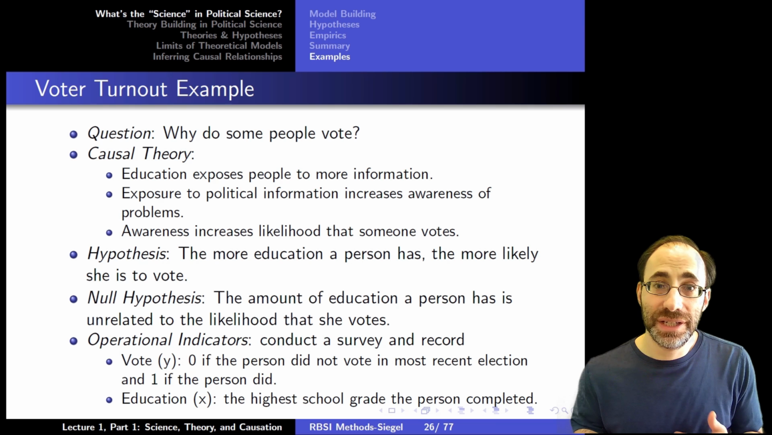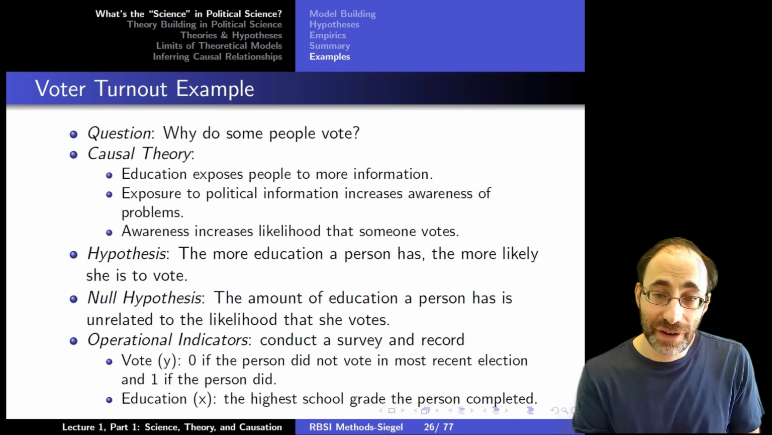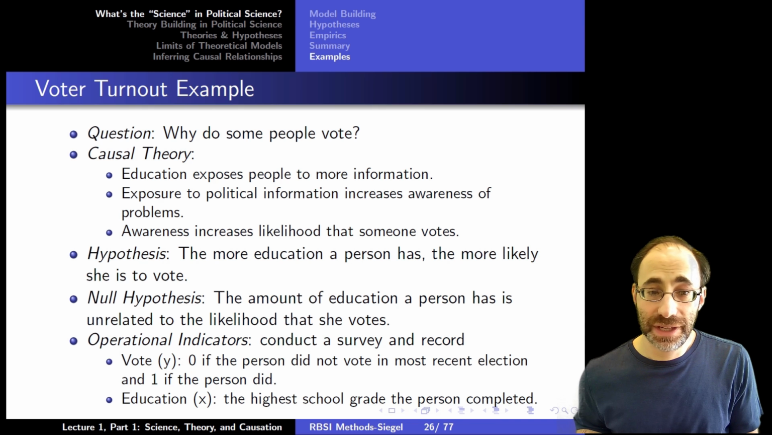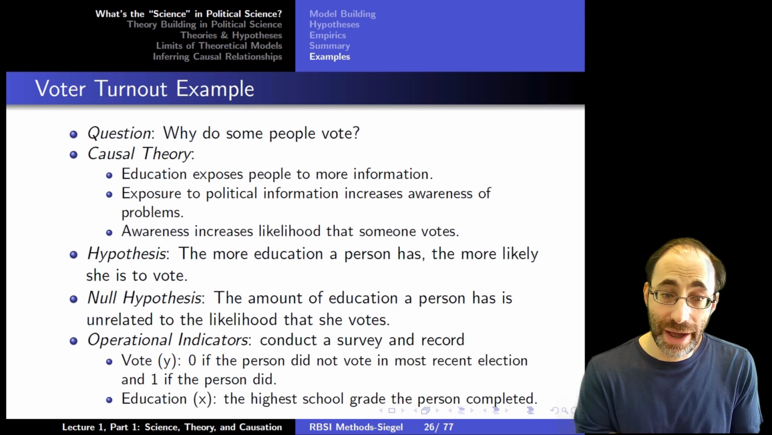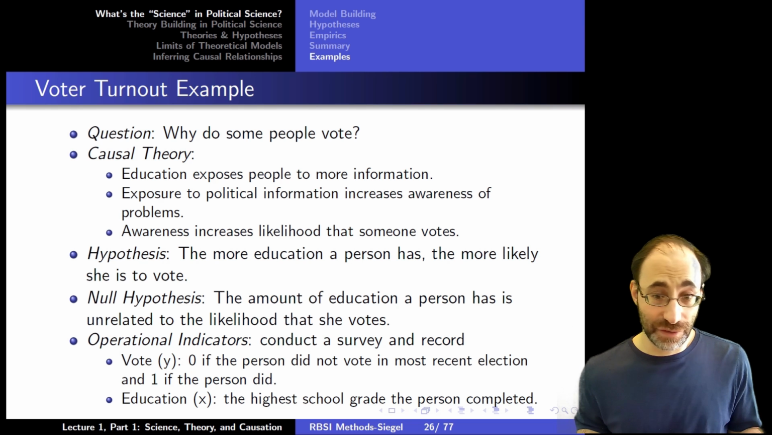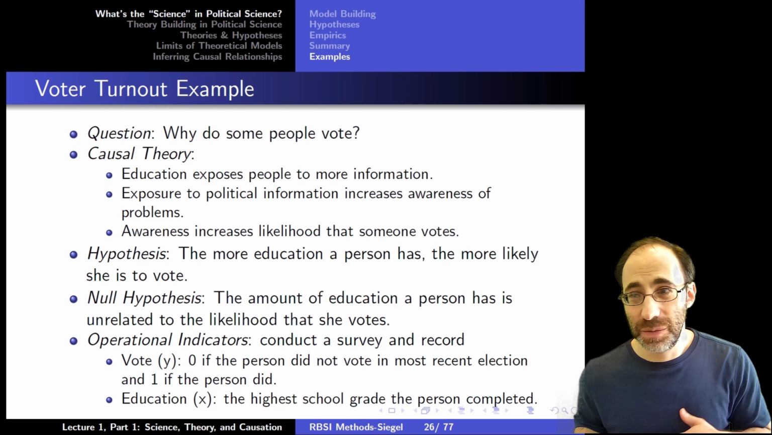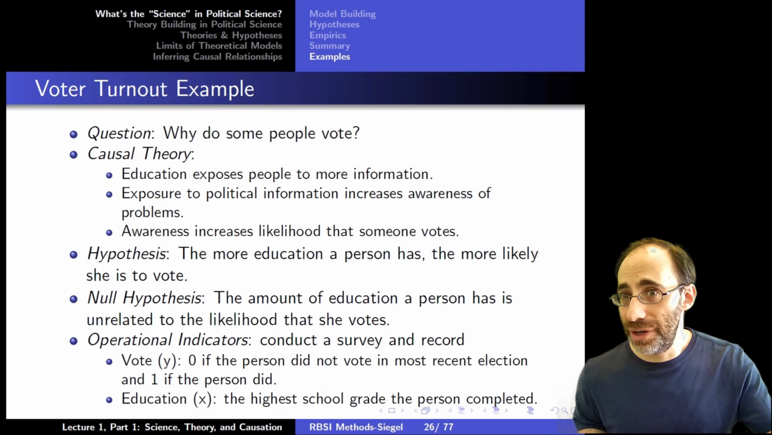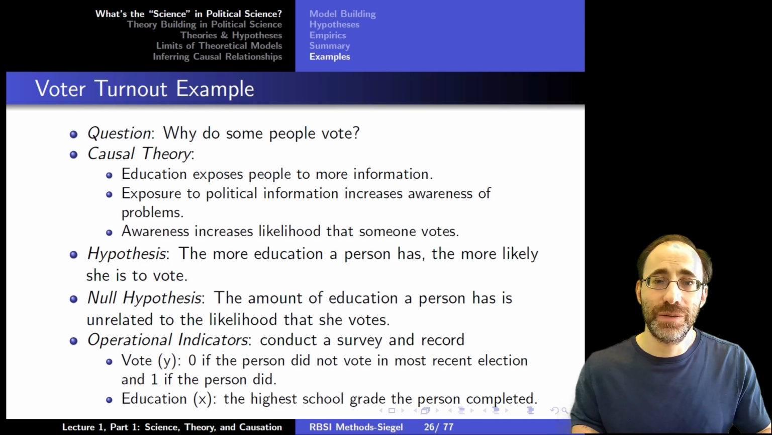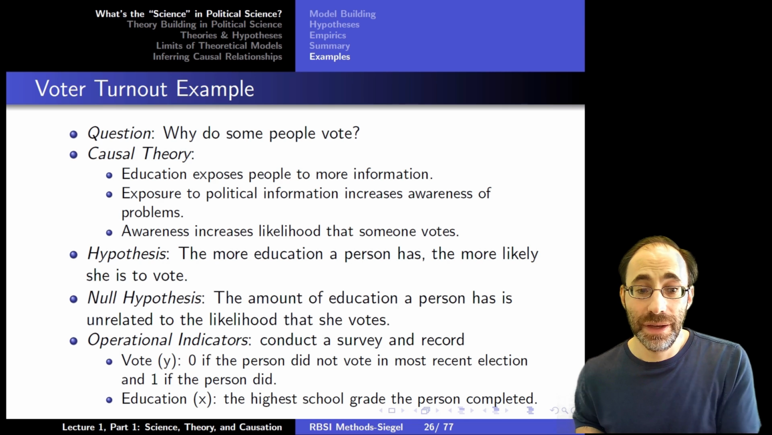We want to have operational indices for the x and the y, the independent variable and the dependent variable. In this case, education and vote. Here, the vote, the Y, will be a 0 if a person did not vote in the most recent election, and a 1 if the person did. In practice, you'd want to specify what kind of election it was and so on, and whether or not it's self-reported or actual, but let's just keep it this way for now. The point is we're going to have a way to measure our vote.